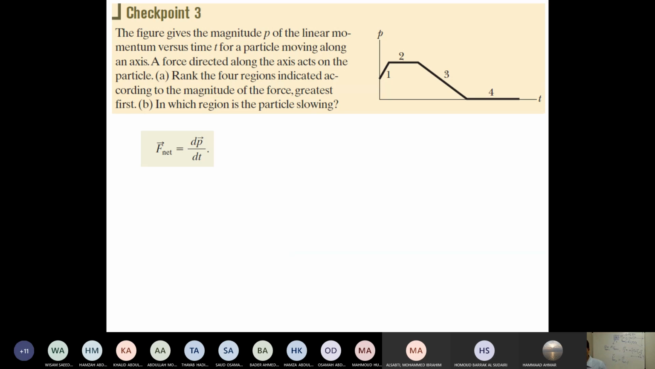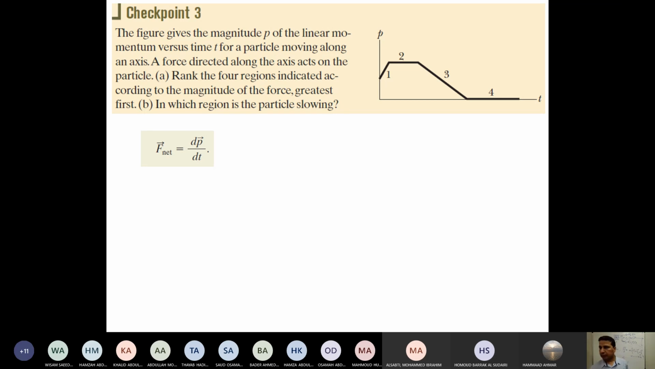Here we have checkpoint 3, and the figure gives the linear momentum P versus time for a particle moving along an x-axis. A force directed along the axis acts on the particle. Rank the 4 regions indicated according to the magnitude of the force, greatest first. Okay, first let's do part number 1 and then go to part number 2. Looking at this figure, 4 regions are identified as 1, 2, 3, and 4. Just unmute yourself and you can answer these questions.